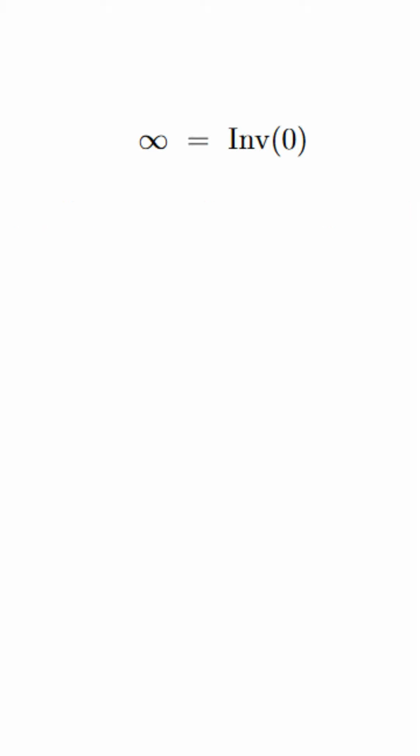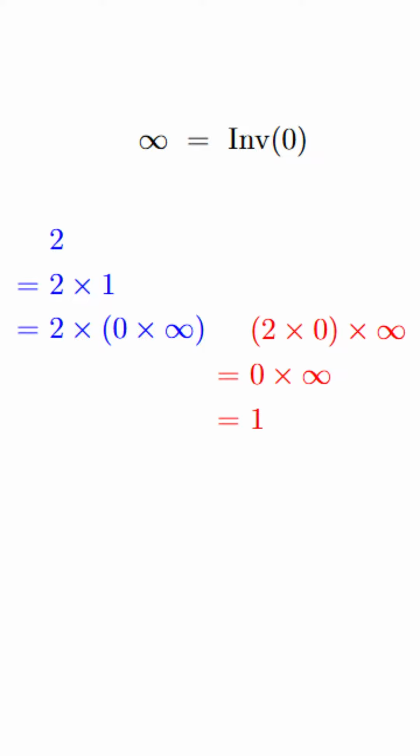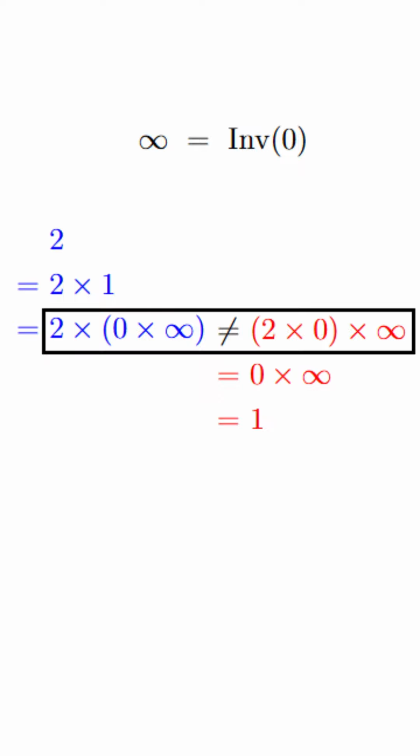If we pretend that we have an object that's a multiplicative inverse of 0, then we get that 2 is equal to 2 times the product of 0 and its multiplicative inverse. But we also get that 1 is equal to the product of 2 times 0 and the multiplicative inverse of 0, which means that these two terms cannot be equated with each other.